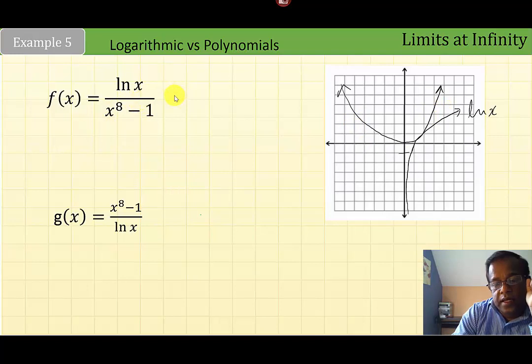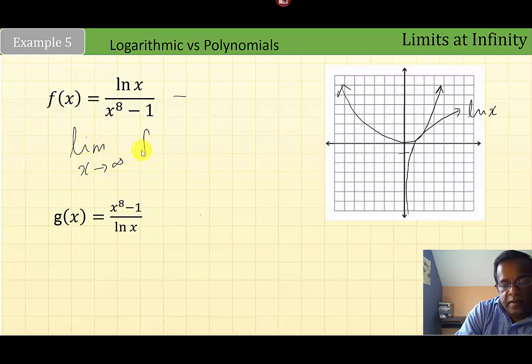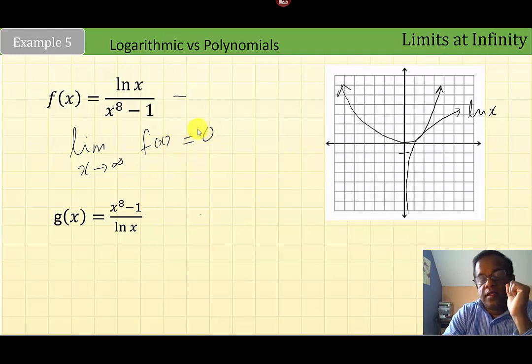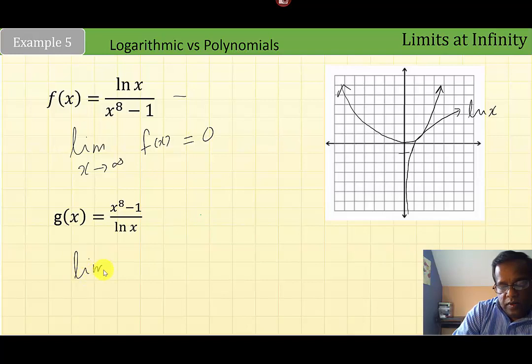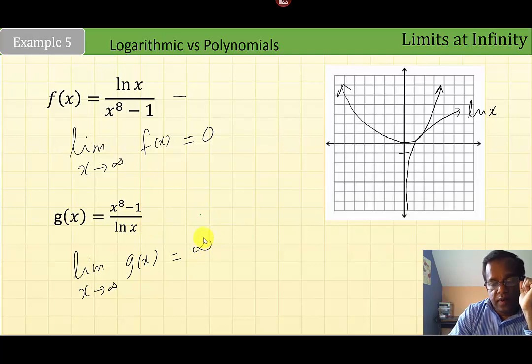So if you want to find the limit as x goes to infinity of f of x, the result is 0. And over here, the limit as x goes to infinity of g of x: now the numerator goes faster than the denominator, resulting in infinity. The constant over here again is important for the sign. Since this is positive, and x to the 8 goes to infinity, therefore it is going to infinity.